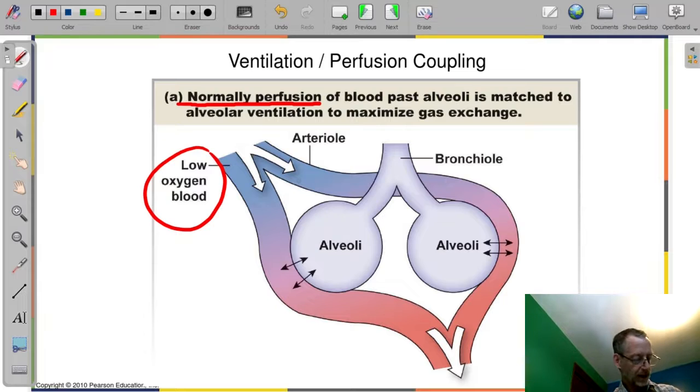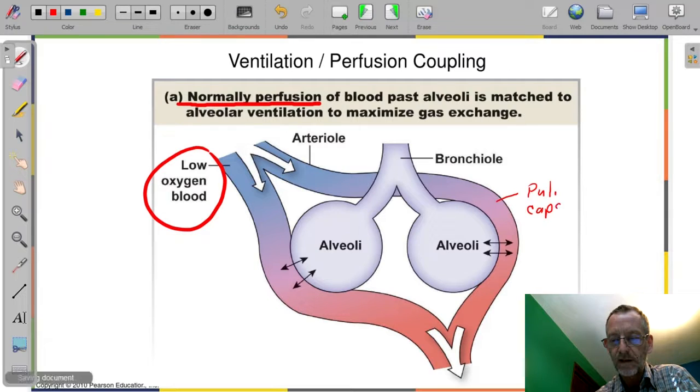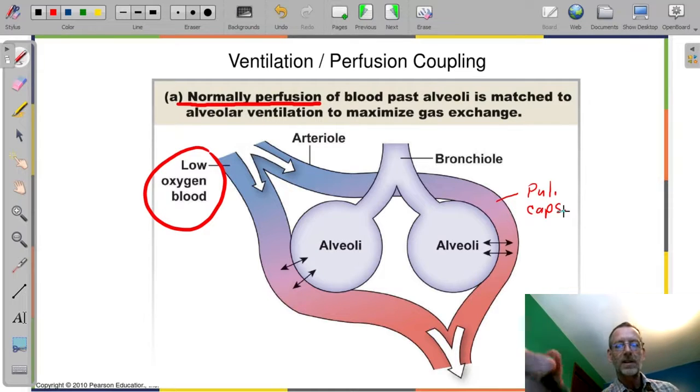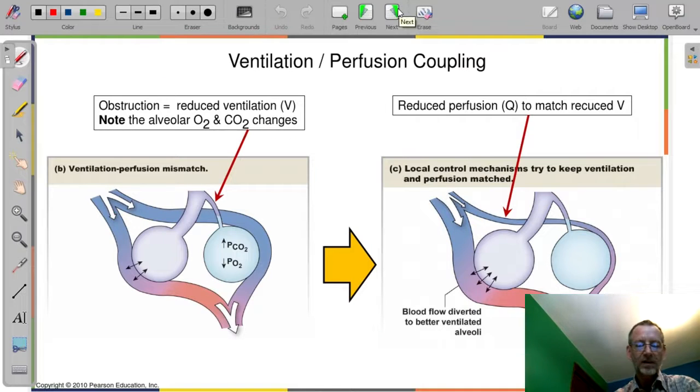That's great. Okay. And just remember what we're looking at again. These are pulmonary capillaries. I'm abbreviating, pull caps. The next slide shows change. So let's just stick with the one on the left first.